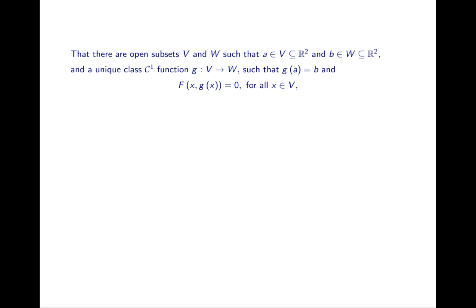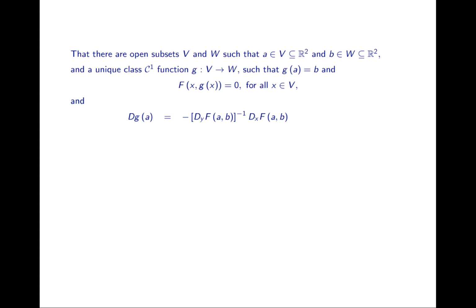Well, what it means is that there are open subsets V and W, where V contains A and W contains B, and there's a unique class C1 function that maps V to W and maps A to B. Furthermore, this unique function g is implicitly defined by the relationship f of x comma y is equal to 0. In other words, y equals g of x is on that level set.